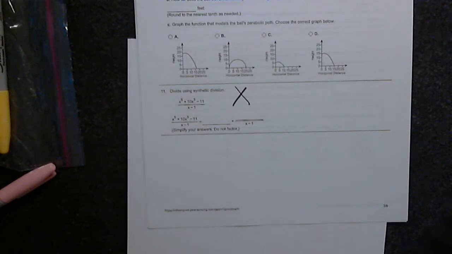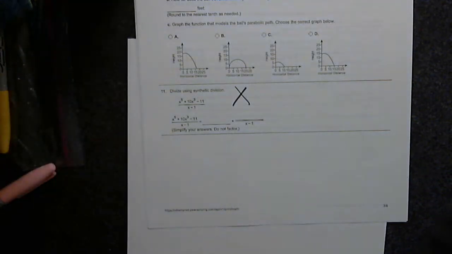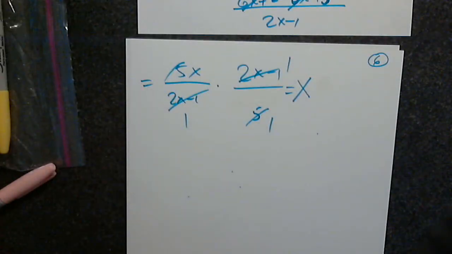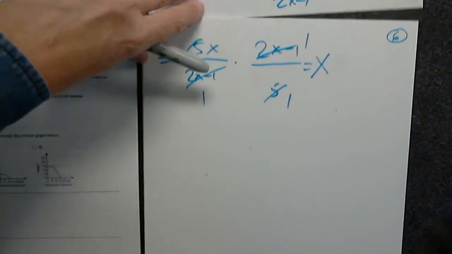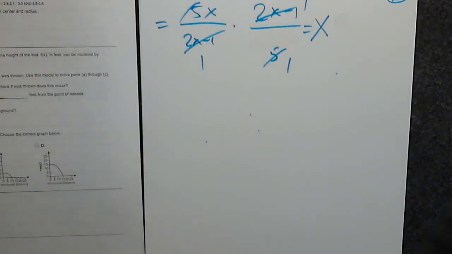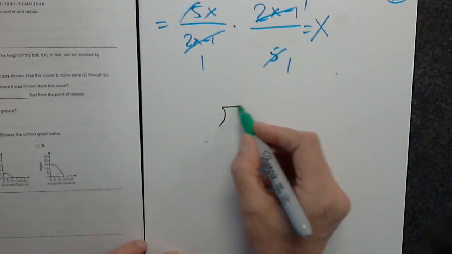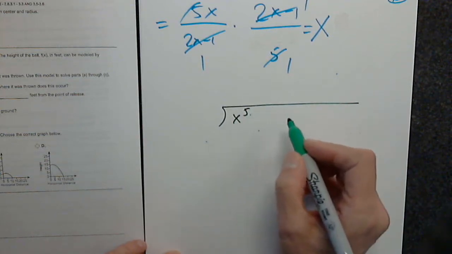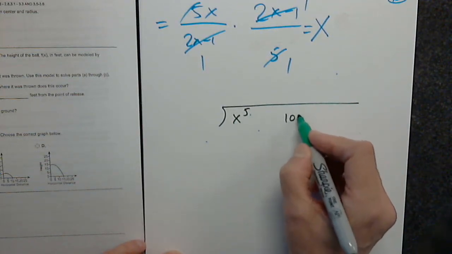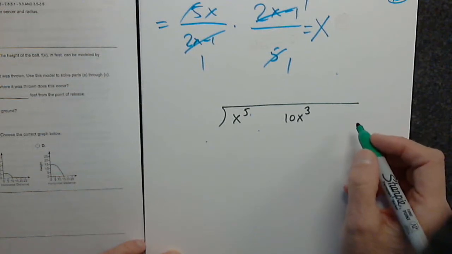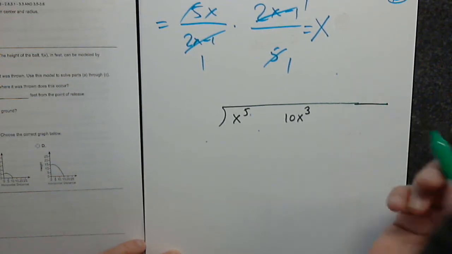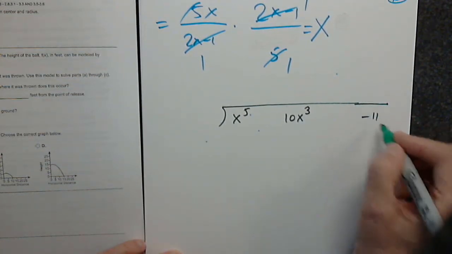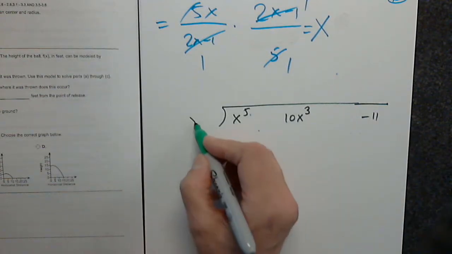We can, yes, but you will be asked to use the long division though. So we can do long division, but not synthetic. Yes. So we have x to the fifth, power 4 is missing, 10x to the third, degree 2, degree 1, and negative 11. And then we are dividing by x minus 1.